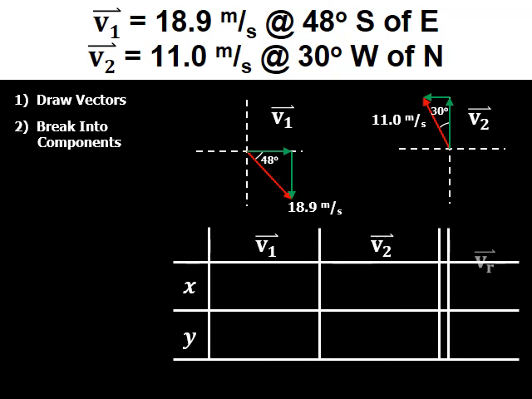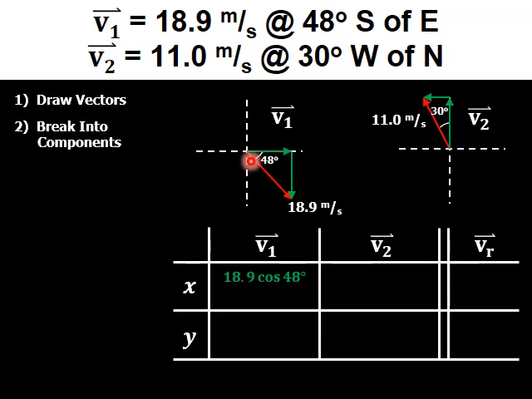Then we're going to make our chart. We're going to split each vector into x and y directions. So we've got our x row here, and our y row here, and then each vector is in its column. And then we're going to add those together later, and we're going to get our resultant vector. That's what that R stands for, resultant.